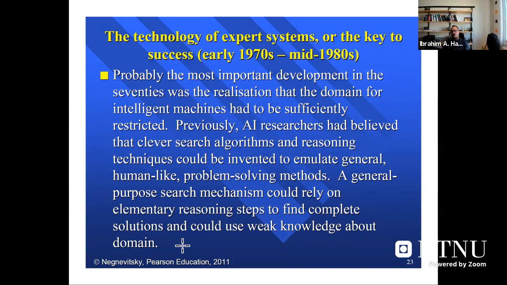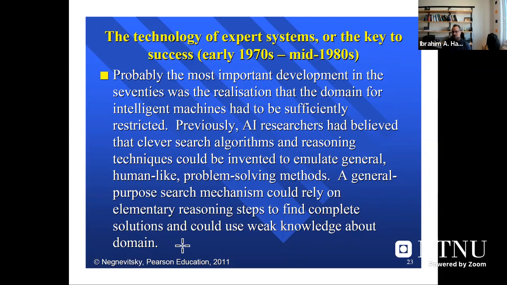And if we can understand how people make decisions, we can build systems which can emulate the same process and the same approach which people use. So the general purpose search methods could rely on elementary reasoning steps to find complete solutions, and they could use weak knowledge about the domain. So this is very important. Weak knowledge. How can we solve a problem with weak knowledge? We don't have all the information about the domain, and we try to solve a problem.